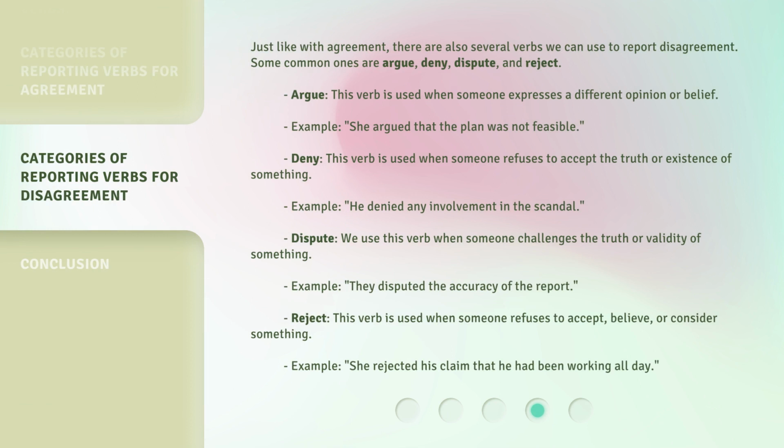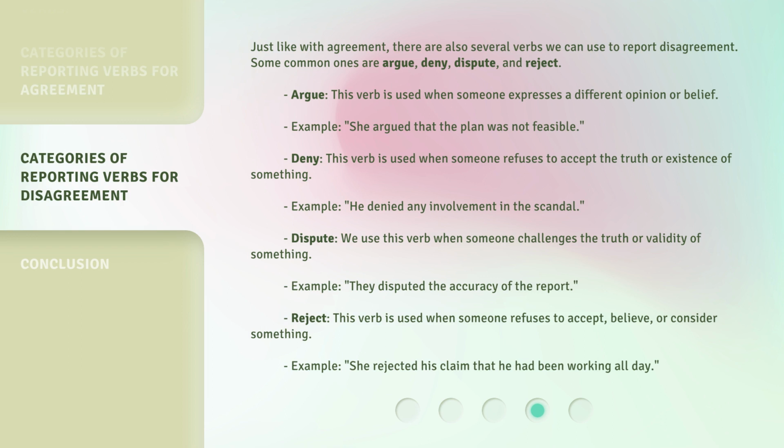Just like with agreement, there are also several verbs we can use to report disagreement. Some common ones are argue, deny, dispute, and reject. Argue. This verb is used when someone expresses a different opinion or belief. Example: she argued that the plan was not feasible. Deny. This verb is used when someone refuses to accept the truth or existence of something. Example: he denied any involvement in the scandal.